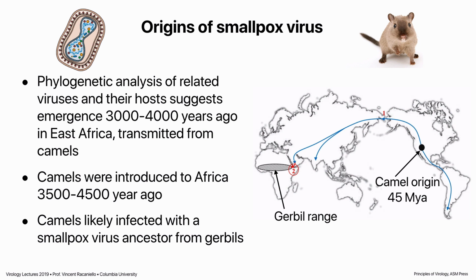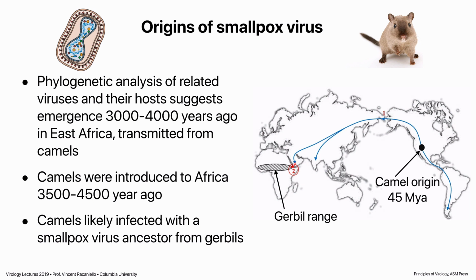Now, camels are not native to Africa. They came from North America 45 million years ago, and they crossed over the land bridge and made their way to Africa about 3,500 to 4,500 years ago. And when they got there, they were greeted with an ancestral pox virus, probably carried by a gerbil. And this hatched oval is the gerbil range in Central Africa. It coincides with where the camels came in.